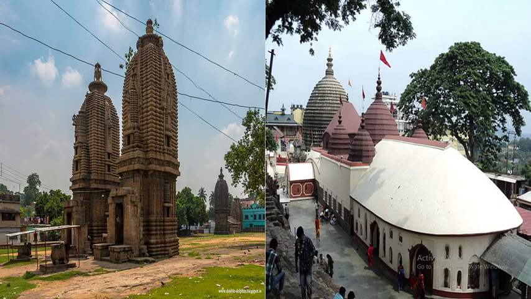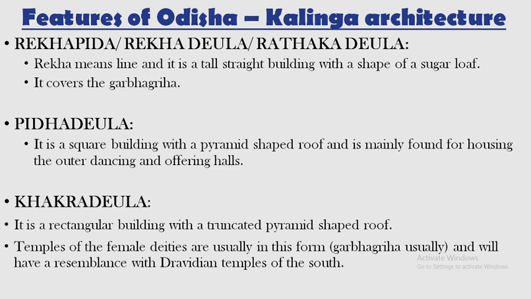See here, this is the right side. You can see the Kamakhya temple, Shakti Peeth in Guwahati of Assam, and the left is an excellent example of early Pala style construction, the Siddheshwara Mahadeva temple in Burdwan of West Bengal.